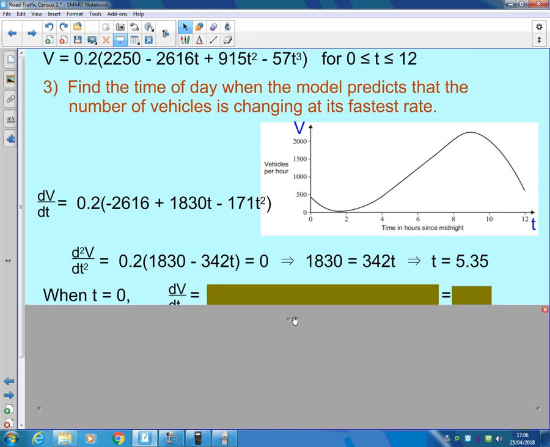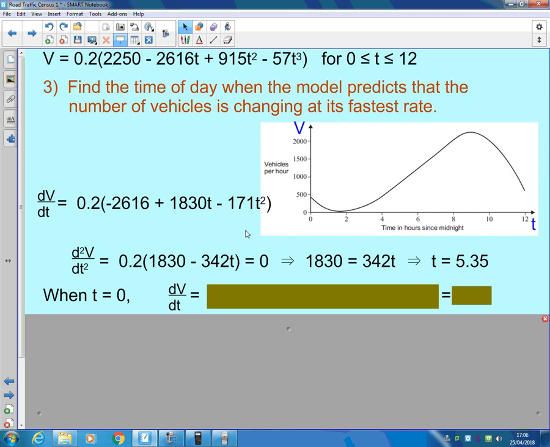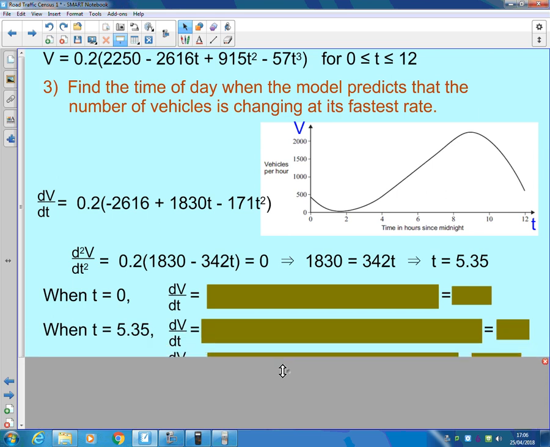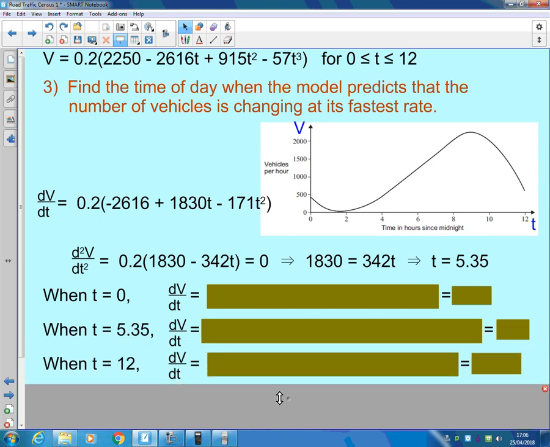So what we do now is we want the gradients we're looking at. The rate of change is a gradient. Here's my gradient equation. And I'm looking at it at three points, where t is 0, where t is 5.35, and where t is 12. And I'm saying at which of those three points is it going to be steepest? Okay, so it's not finding the values. It's no good finding what the V value is here and here and here. It's finding how steep they are. That's using dV over dt. So, very easy to do.